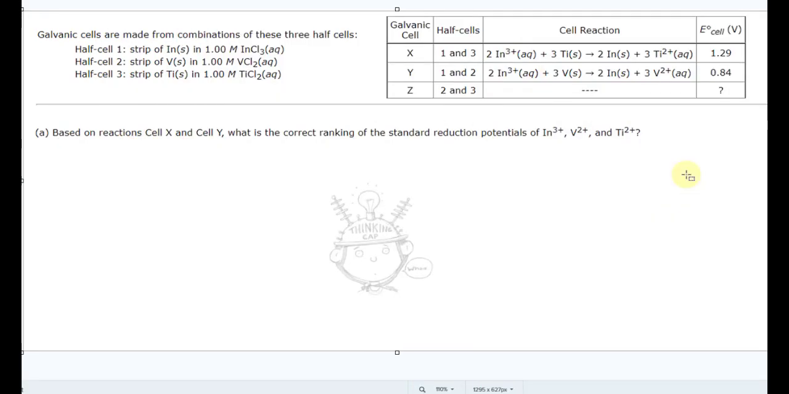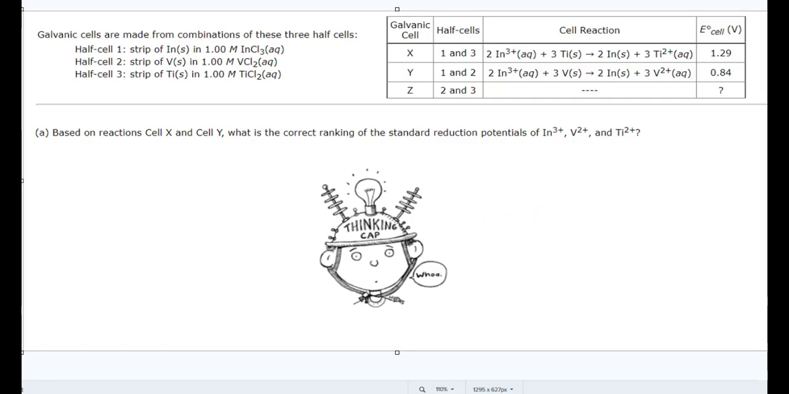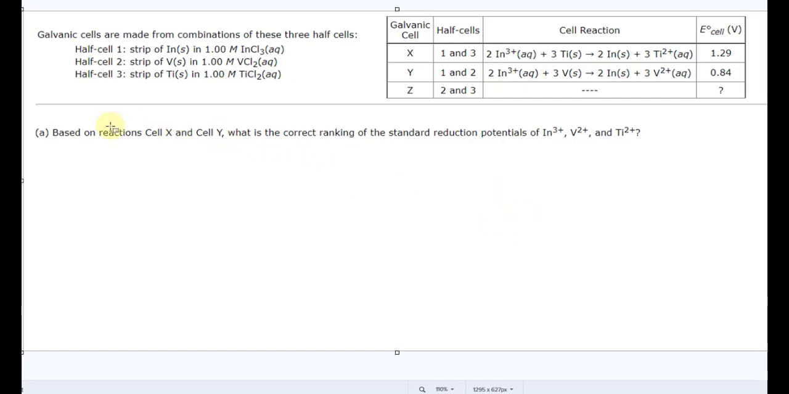So let's get our logical thought going and see what we can do for this. Based on the reactions of cell X, cell Y, what is the correct ranking of the standard reduction potentials of the indium 3, vanadium 2, and titanium 2 ions? Reduction potentials. How well do they end up reducing? This is pretty complicated and you're not sure where to start.